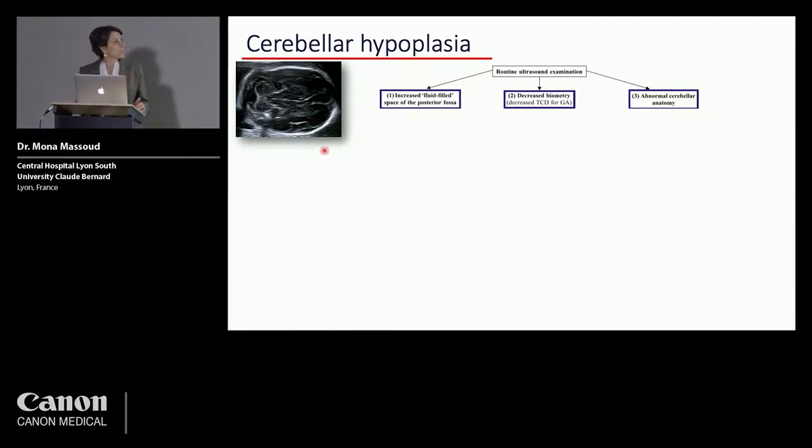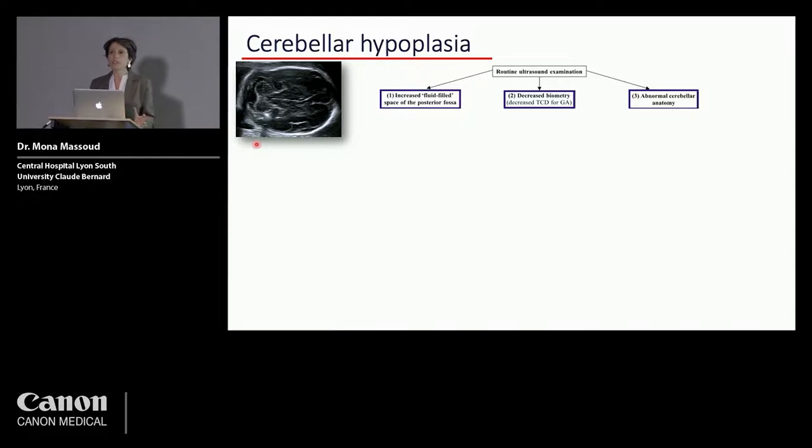So they divided the anomalies into three categories: the increased fluid-filled space of the posterior fossa, which means that this fluid space is enlarged. Another category comprises the decreased biometry of the cerebellum, which means that you measured and this measurement is decreased. And the third one is about the abnormal anatomy.